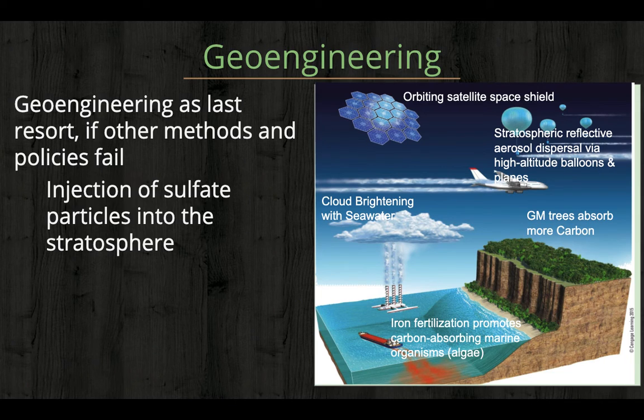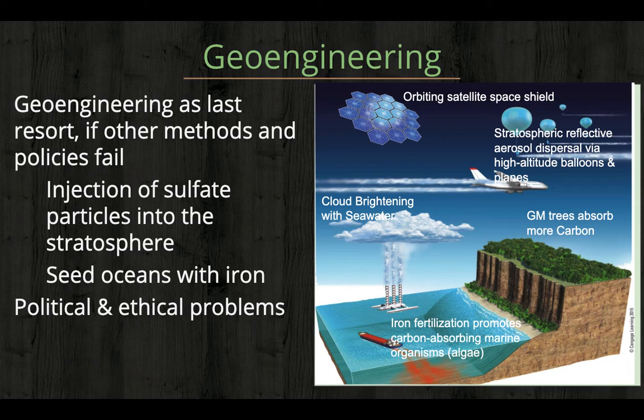So whether this is injecting particles into the atmosphere to make clouds, increasing albedo and letting it reflect away, or giving the oceans iron so that algae can grow, basically mass-growing algae in the marine ecosystem so that the algae can eat up the CO2. All sorts of things like that. They get as crazy as this orbiting satellite space shield. But people who talk about this aren't crazy. It's just that they think that's sometimes the only option that we have left. Of course, this has its ethical problems, its political problems, and all sorts of unforeseen things could happen.